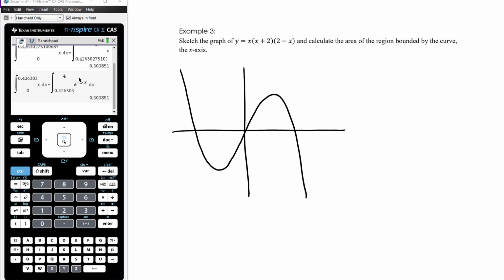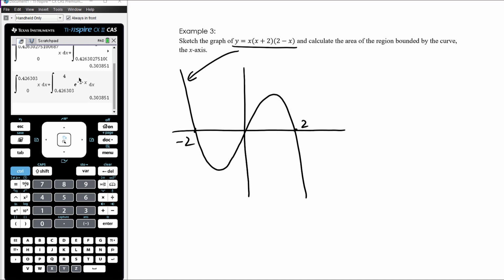Okay, so that's the equation. Negative cubic, x-intercepts at negative 2, 0, and 2. Now remember, the question does say sketch the graph, but you're not earning lots of marks here. That's just a prompt so that you can find the regions that you're trying to find the area for.